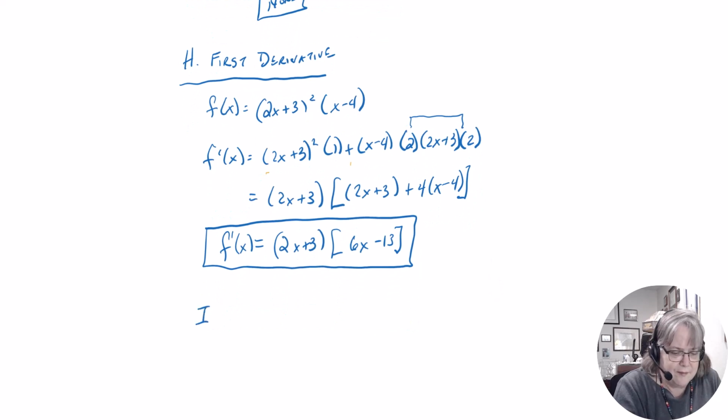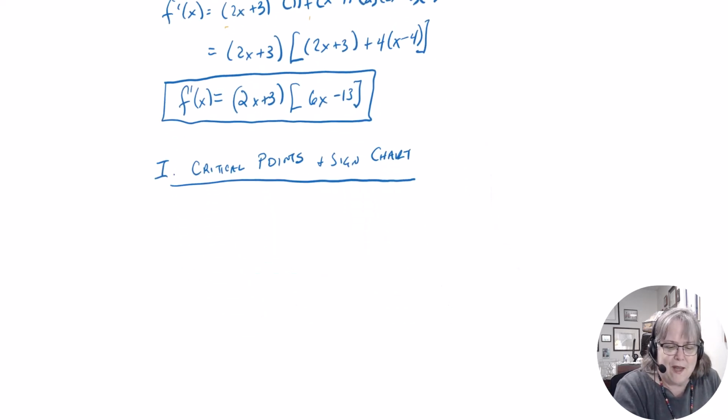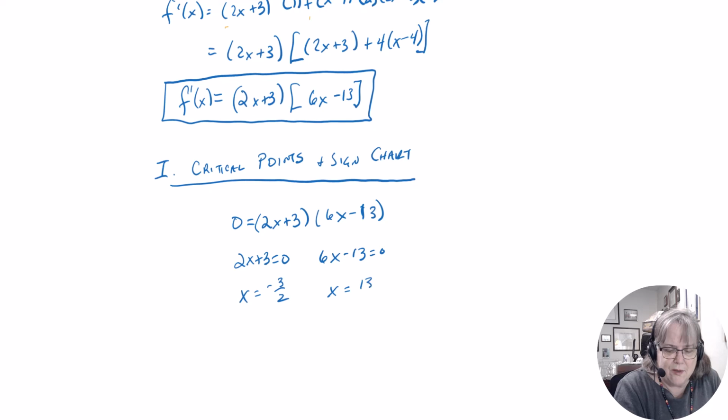Now we're going to talk about the critical values, critical points, critical values, whatever your teacher uses for their terminology, and a sign chart. I've shortened it down just a hair. All right. So to do that, we take the first derivative and we set it equal to 0. And the critical values or the locations would be where each one's equal to 0. So x is minus 3 halves. And x is 13 sixths.